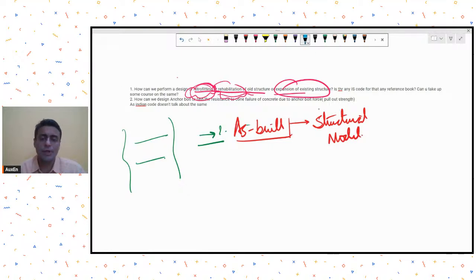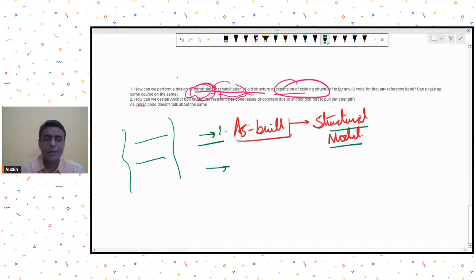You may have drawings, you may not have drawings. If you have drawings, it's good. If you don't have drawings, then you will have to go for some sort of investigations, which will enable you to find out the reinforcement that is there. You can use a bar locator, or some scanning equipment to find out the reinforcement placements, dias, everything. Same thing you will do for column, beam, and then substructure again will be a mystery. If you don't have the drawings, maybe you will have to dig up and find out what size of footing is there. Basically, an as built structural model is required.